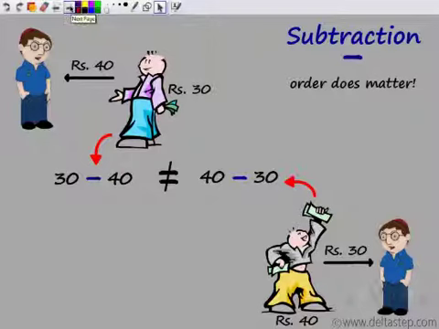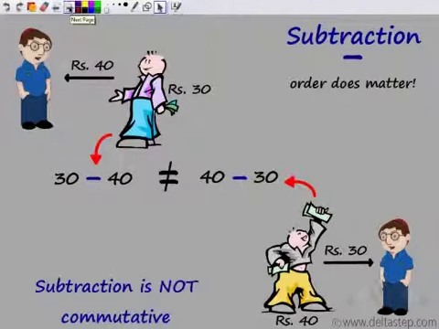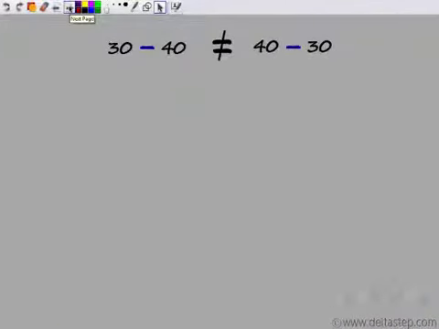They are not equal, and hence I can say that subtraction is not commutative, because I cannot reverse the order. I cannot say that 30 minus 40 is same as 40 minus 30. It's not the same, and hence subtraction is not commutative. We have seen that 30 minus 40 is not equal to 40 minus 30.